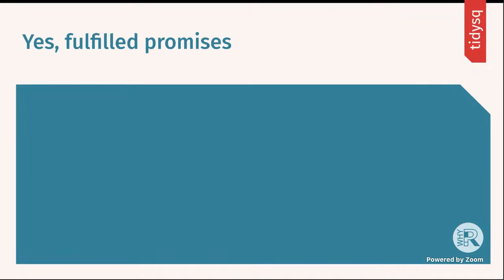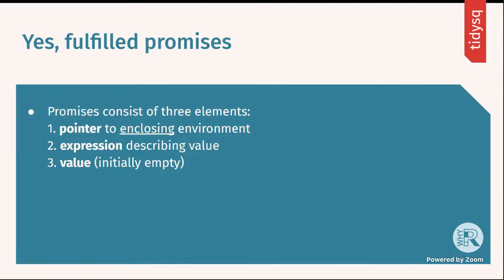Now, how are promises built? Well, a promise consists of three elements. The first is a pointer to the enclosing environment. Mind you, it's the one we call the function from. Why do we have it? I will tell you in a minute. The second element is an expression that describes the value. It can be a constant, like say 5, it can be a variable like x, and it can be a complex expression like x plus y plus z. Not really complex, but you get the idea. And the last part of a promise is the value. It's initially empty, so promises are very light, very small, and take very little memory.